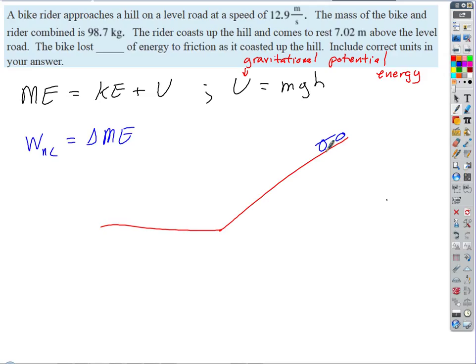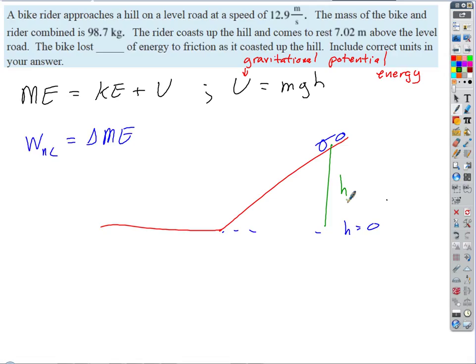So the part that's a little bit new is we're just gonna set the gravitational potential energy equal to 0 at the bottom. That's the convenient place to do it. And that means that when we calculate gravitational potential energy, we're setting h equal to 0 there, right? And so this distance, we would now call h, right at the top of the hill, right?